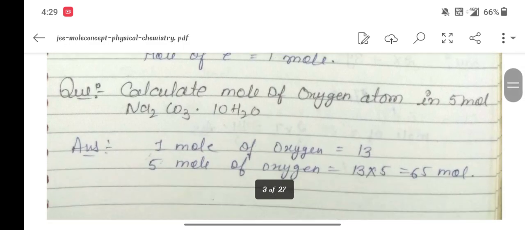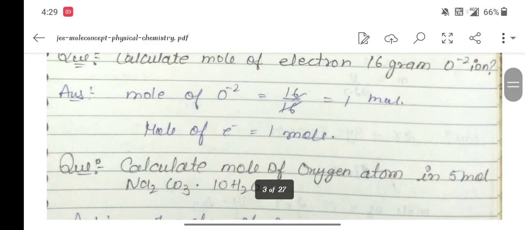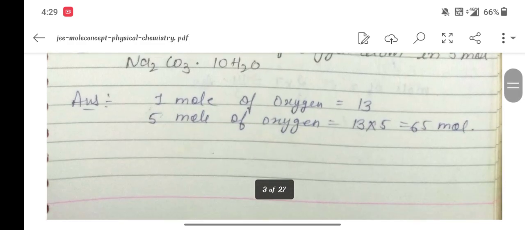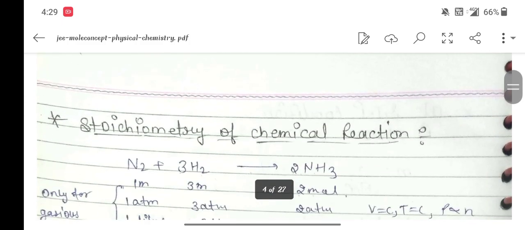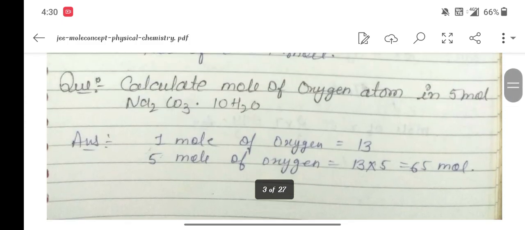Now they have asked us to calculate the mole of oxygen atoms in 5 mole of Na2CO3·10H2O. So 1 mole contains 13 moles of oxygen, they have given. Okay, 1 mole has 13 moles of oxygen, so 5 moles gives 13 into 5, that is 65 moles, is the answer we get.